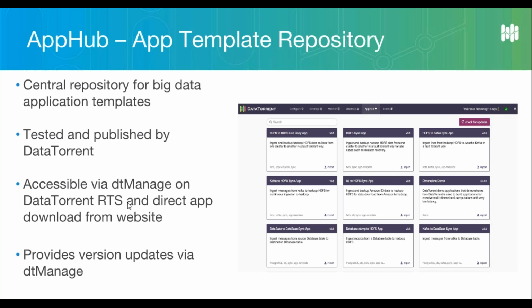These AppHub templates can also be downloaded from our website, datatorrent.com. So either you can download the latest version of DataTorrent RTS from our website, or you could download these app templates directly from our website. So you have both options. And we intend to provide further version updates via our console in RTS. So you can continuously look for the next version of our RTS to see further updates to the existing app templates.